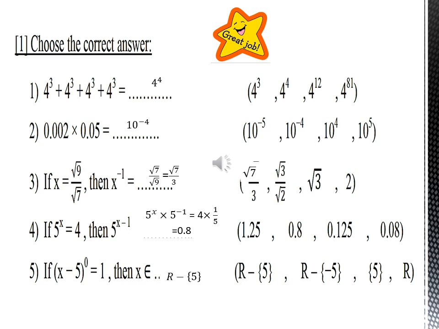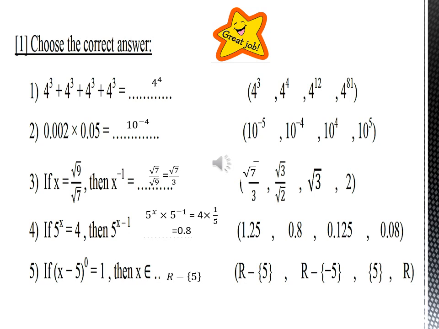Number 4: if 5 to the power x equals 4, then 5 to the power x minus 1 equals what? Now we write this as 5 to the power x times 5 to the power negative 1. 5 to the power x, as given in the question, equals 4, times the multiplicative inverse of 5 to the power negative 1, which is 1 over 5. When we calculate it, it will become 0.8.